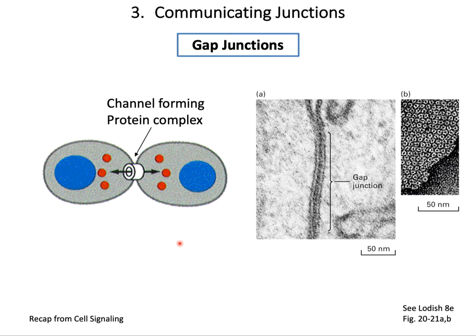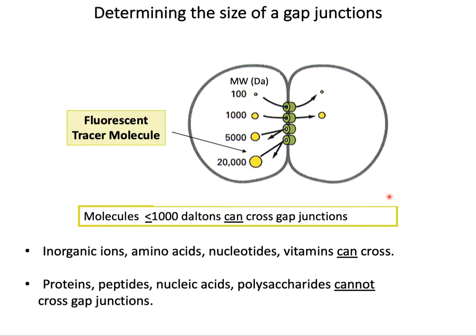We looked at these briefly in our cell signaling discussions, and these are channels that form between very closely opposed plasma membranes. These channels, or pores, allow the flow of very small signaling molecules from one cell to the other. So the gap junctions are a way in which the cells also communicate with each other. And you can see in these EM images the structure of gap junctions in cells very clearly.